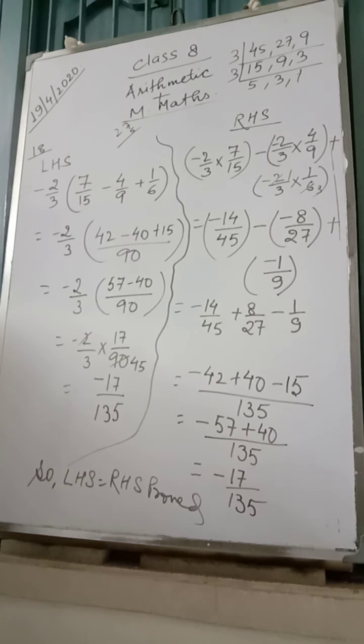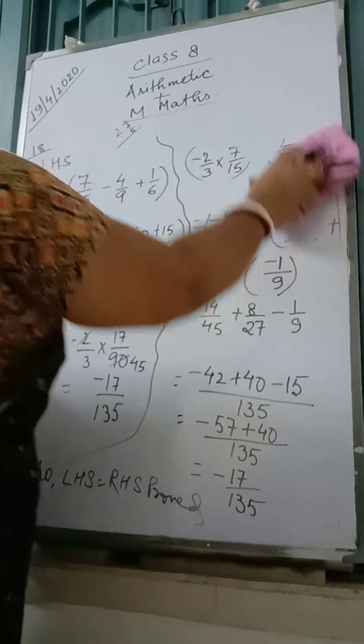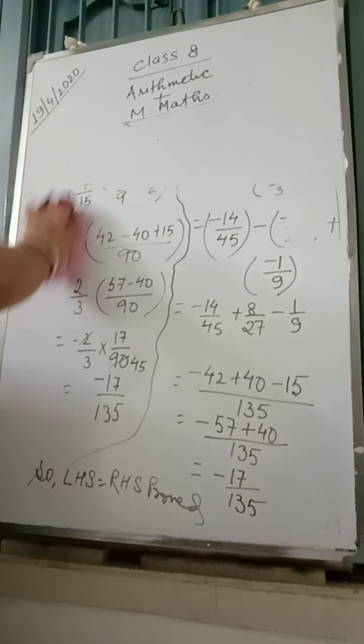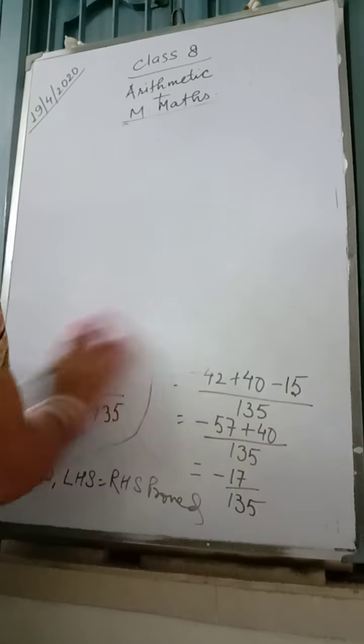Number 19, they have asked you to find the reciprocals. So first of all, you have to solve what is given, the sums. Then you have to finally find the reciprocal of the answer.